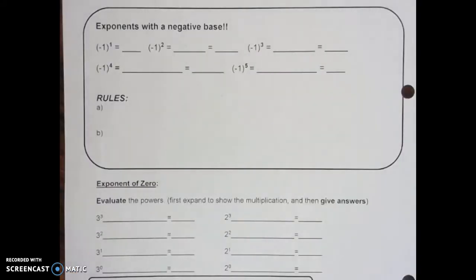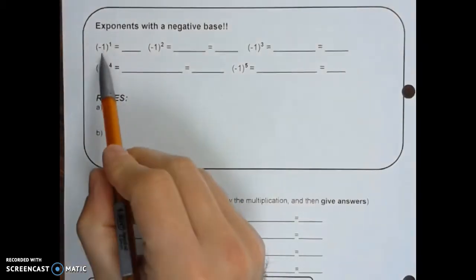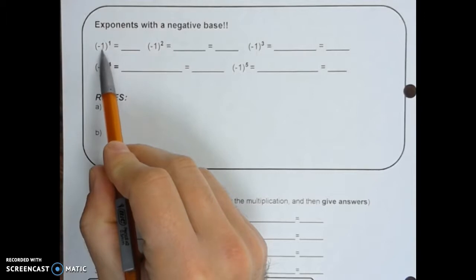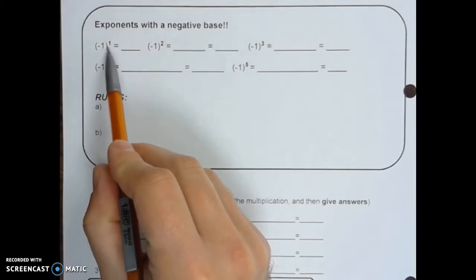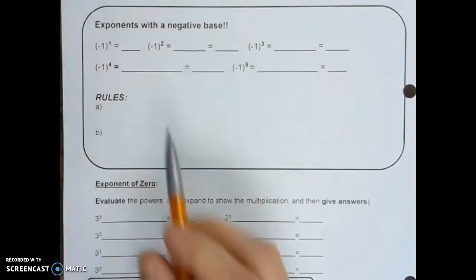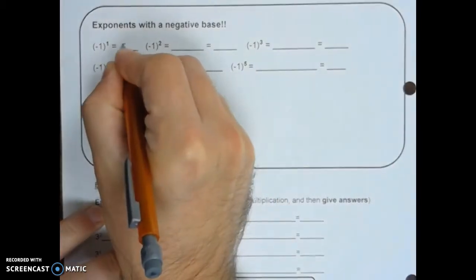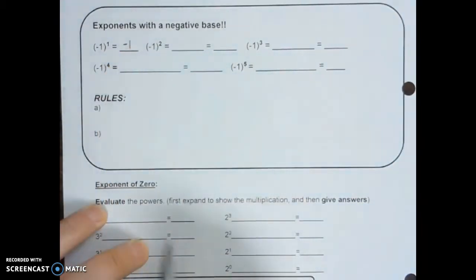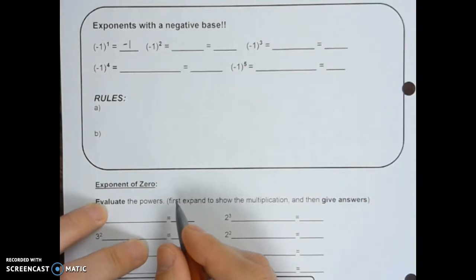In the next section, we're going to look at exponents when the base is a negative number. In this case, we've got a base of -1. And I'm going to take -1 and I'm going to raise it to the first power. Well, that's just the number -1 by itself. One copy of the number -1 is equal to -1.